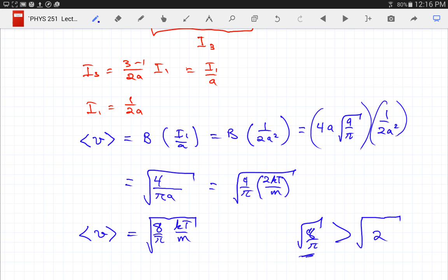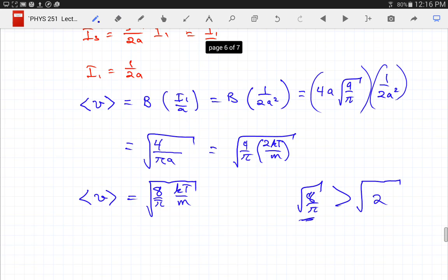Now we had the kT over m that I just dropped off because I was comparing the differences. And so we have the average speed is greater than the most probable speed. And we actually have a mathematical relationship. If I know the average speed, I can calculate the most probable speed or vice versa. Now for our last, any questions on this?